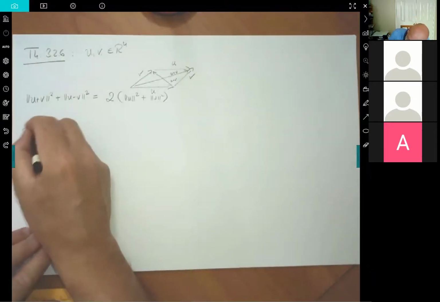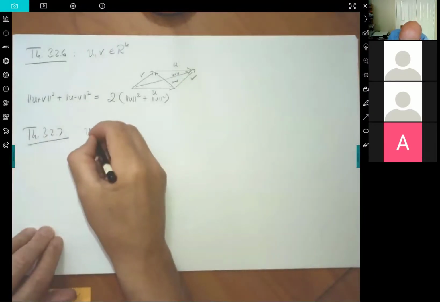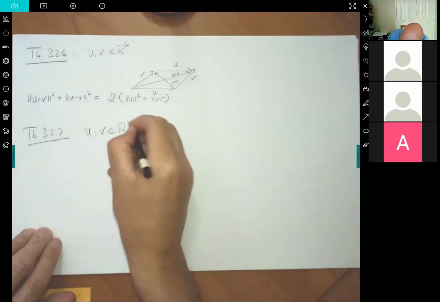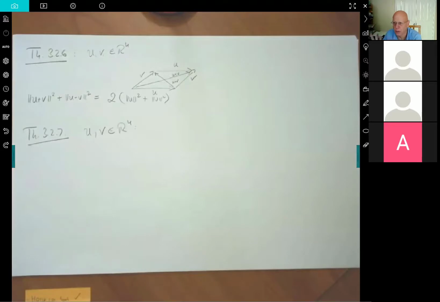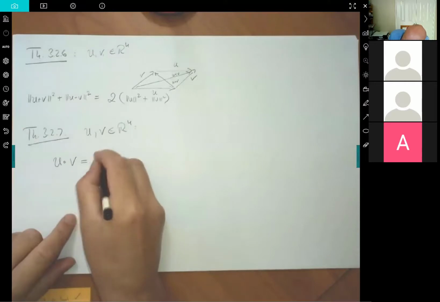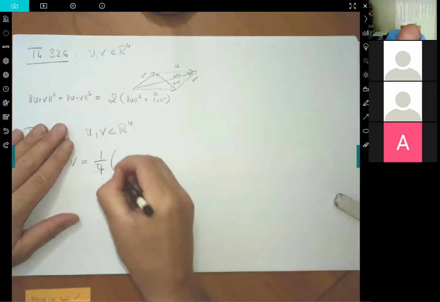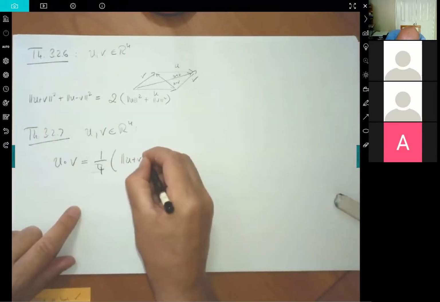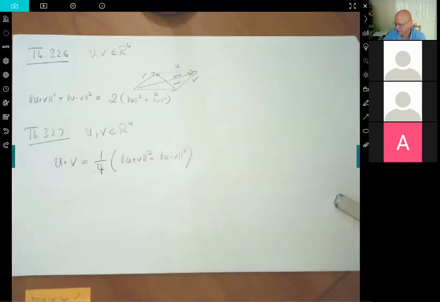Okay, and then finally, we have theorem 3.27. That looks first a little bit strange. But again, if you like to show why this is actually true, you just plug in dot product and it comes out magically. So it turns out u dot v is one quarter of norm u plus v squared minus norm u minus v squared. So this is sometimes called the spectral equality.